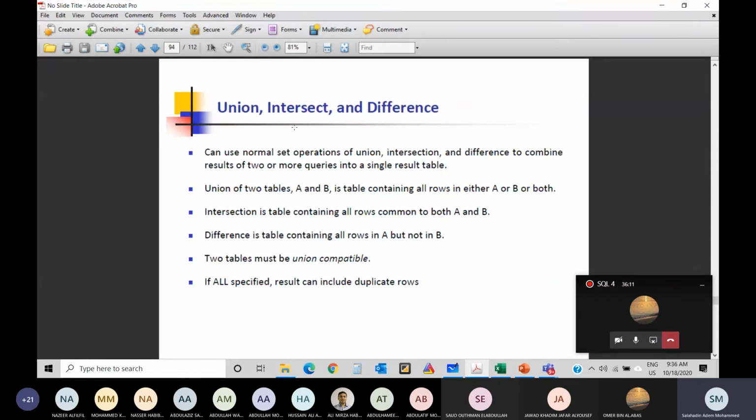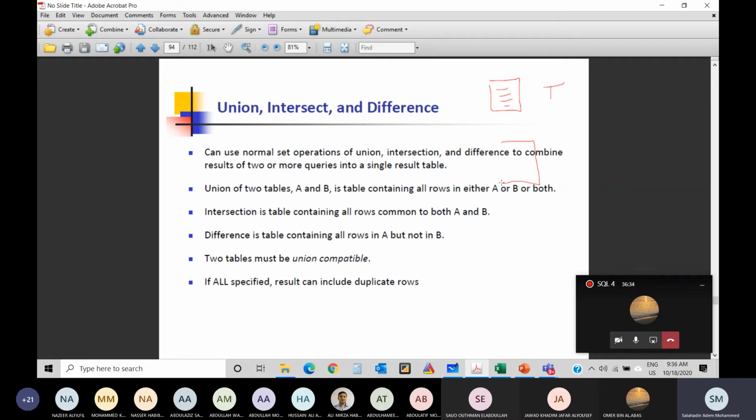Now let's talk about union, intersection, and difference. These are sets. These are very simple. I'll just show you examples and then you will understand them. So what we can do is treat a table as a set of what? As a set of rows. So this is one table. You can think of it as a set of rows.